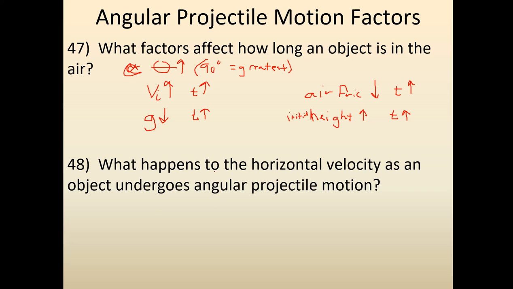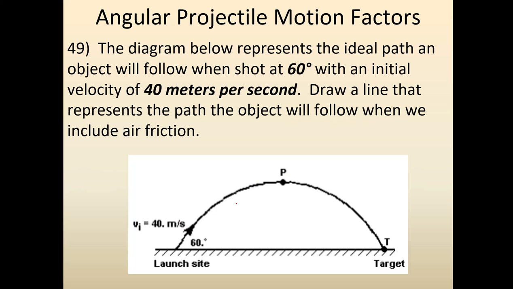48. What happens to the horizontal velocity as the object undergoes angular projectile motion? Nothing. Remember, it's got zero acceleration, no change in that horizontal velocity. Doesn't change at all. All right, here's the next question.